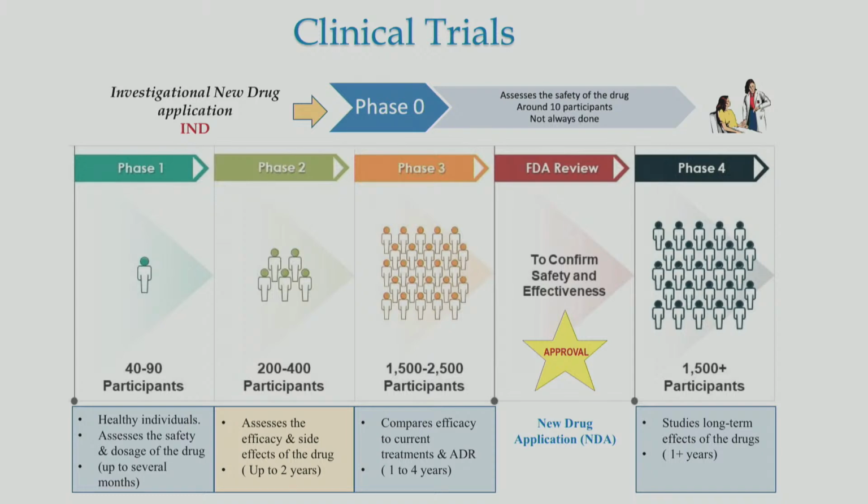So once the molecule crosses all these three phases, we need to submit the new drug application form. Here the entire data will be submitted to the regulatory agencies. The FDA will review all the information. In case the molecule crosses all the barriers without any toxicity or side effects, and if the molecule is very effective, then they will give the approval. Once the drug is approved by the FDA, the next is post-marketing surveillance, like phase 4. Here the studies are long-term effects studies of the drug molecule in a huge number of people.